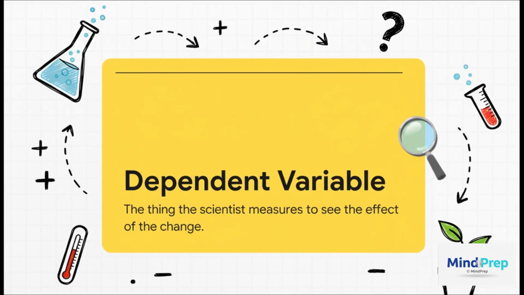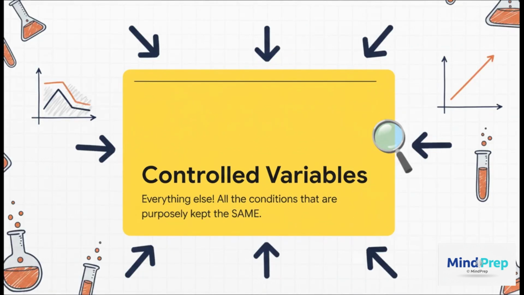So what's the result? Well, that's the dependent variable. This is the effect. It's what you measure to see if your change actually did anything. In our plant example, the growth of the plant, how many inches it grew, that's the dependent variable. Its outcome depends on the independent variable. Makes sense, right?